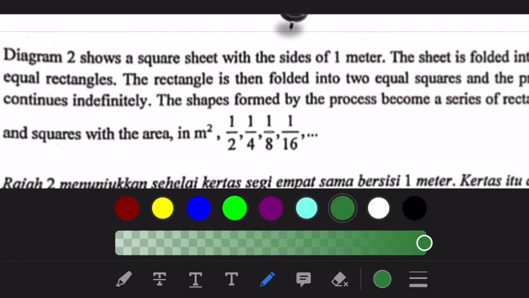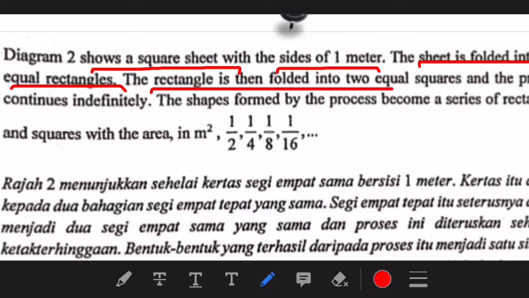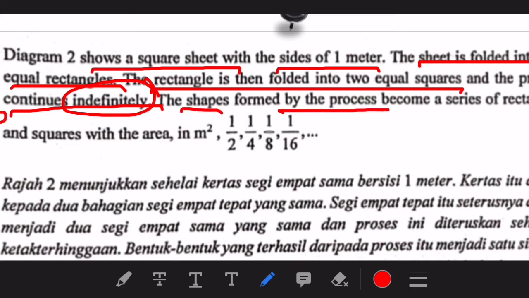This one maybe some of you are not sure how to do, so I will discuss this one. Diagram 2 shows a square sheet with side of 1 meter. The sheet is folded into 2 equal rectangles, and the rectangle is then folded into 2 equal squares, and the process continues indefinitely. When you see indefinitely, we think of sum to infinity, right? The shape formed by the process becomes a series of rectangles and squares with the area.